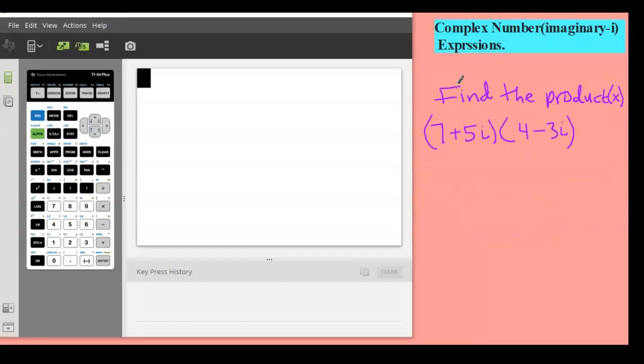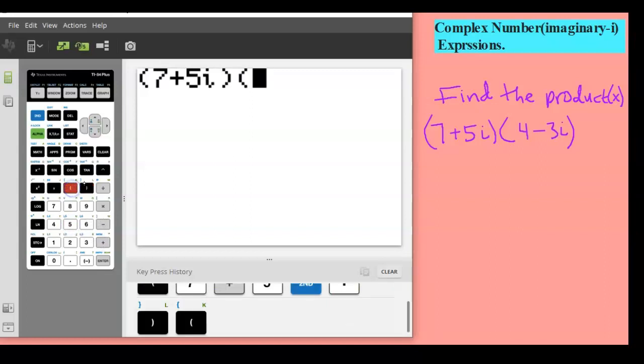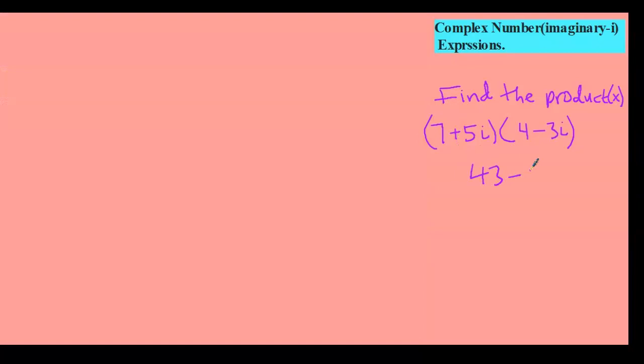Okay, next one, we are using the TI-84 for complex number multiplication. We want to multiply. So we grab the TI-84, go to our parentheses, type 7 plus 5i, close it, and then nothing in between, that means multiplication. And then we pick 4 minus 3i, we close it, and we enter, and that gives us the answer as 43 minus i as a result.